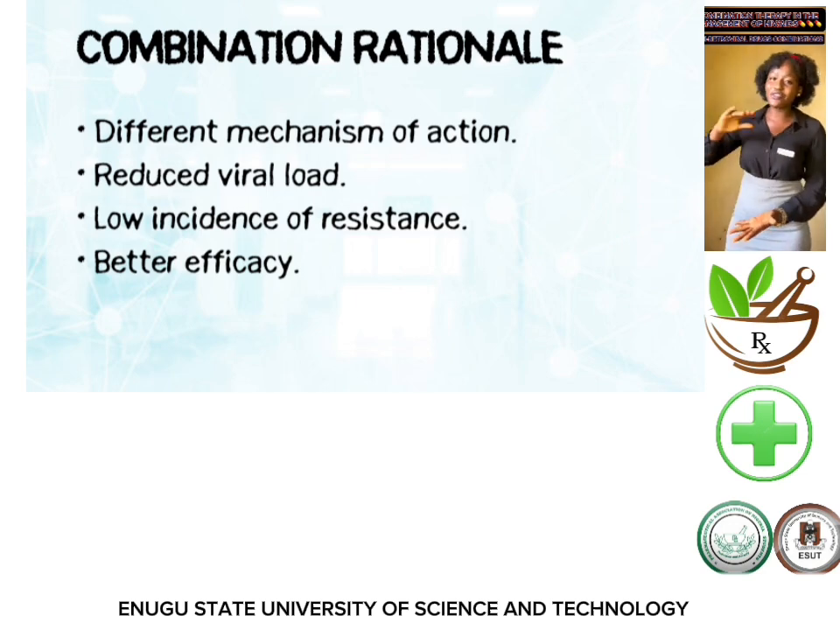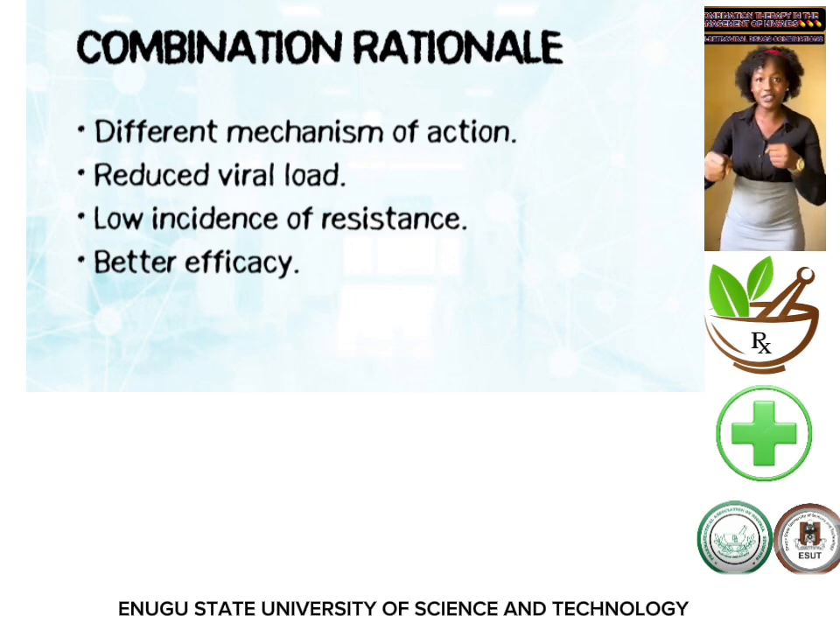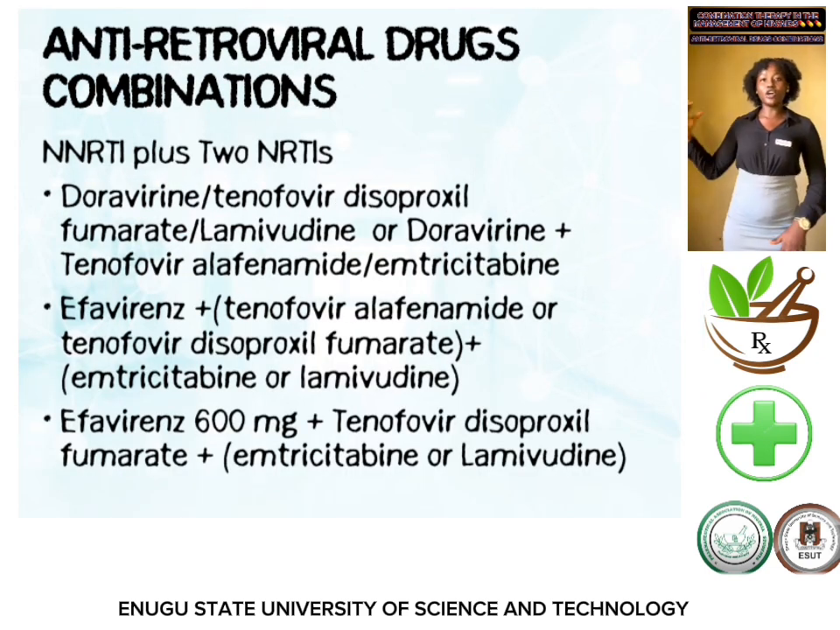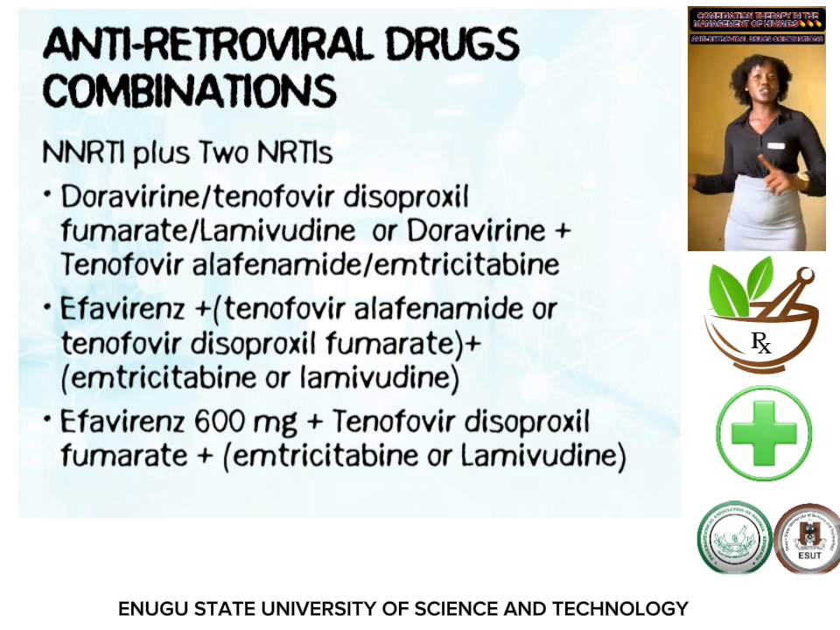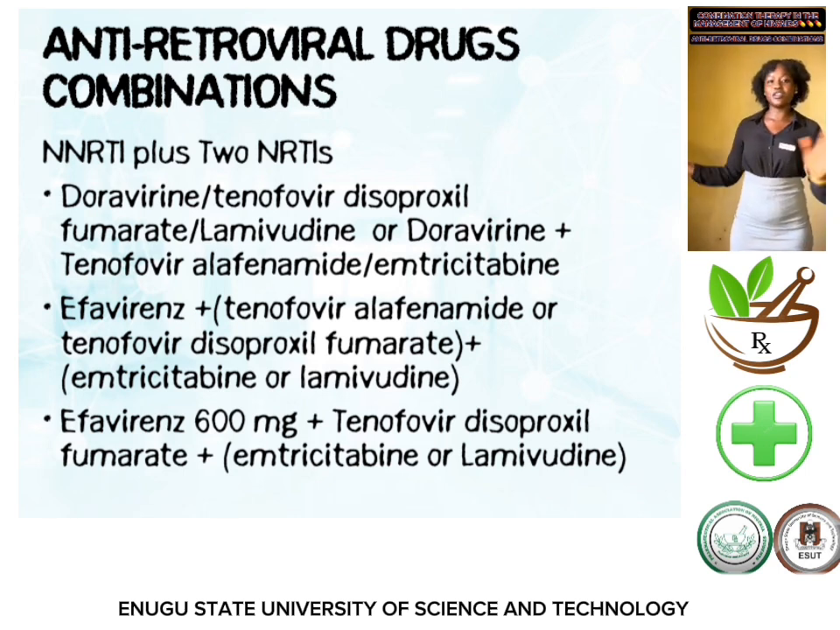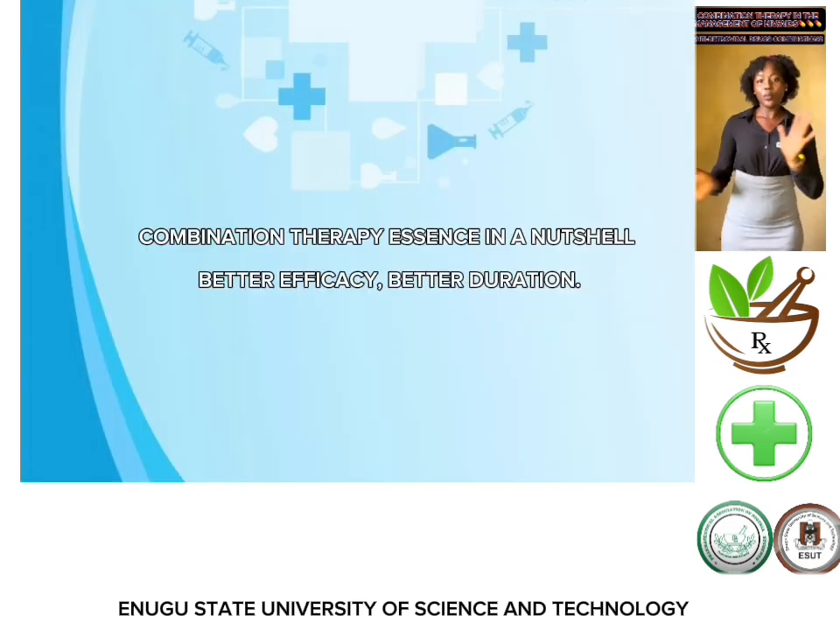They help to reduce the viral load, in the sense that they reduce the HIV virus load, and there is low incidence of resistance. The HIV cannot easily fight 3 different drugs, and there's also better efficacy in this drug. There are a lot more, like non-nucleoside reverse transcriptase inhibitors plus 2 nucleoside reverse transcriptase inhibitors, like doravirine, tenofovir disoproxil, and lamivudine. There's also efavirenz and tenofovir alafenamide or disoproxil fumarate, and a whole lot more. The list is so long, but the main reason for this combination is just so it can work better and last longer in the body.